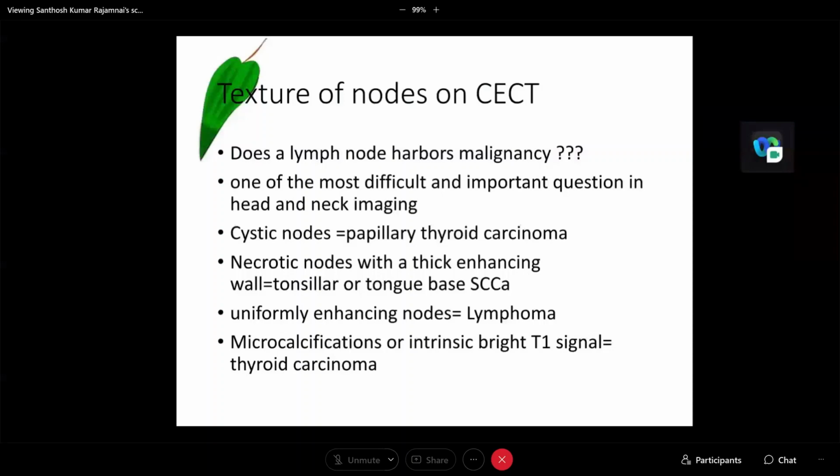So he says the clues are, if you find that the node has become cystic, think in terms of papillary carcinoma of the thyroid. If you have a necrotic node with a thick enhancing capsule, think in terms of malignancy of the tonsil or tongue base. If you have a uniform enlarged node, think in terms of lymphoma. And if you have microcalcification and intrinsic bright T1 signal, think in terms of papillary carcinoma of the thyroid or thyroid carcinomas. So this also gives a clue, right? CT scan gives a clue regarding the texture of the nodes. So if the nodes are uniformly enlarged, as we shall see in one more slide, it is lymphoma.